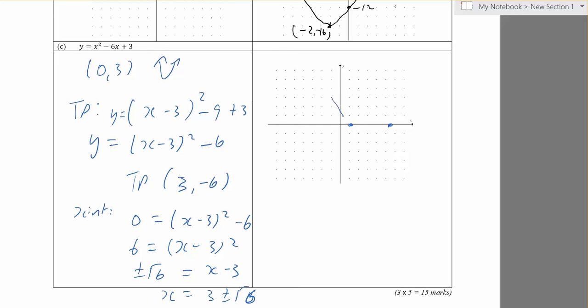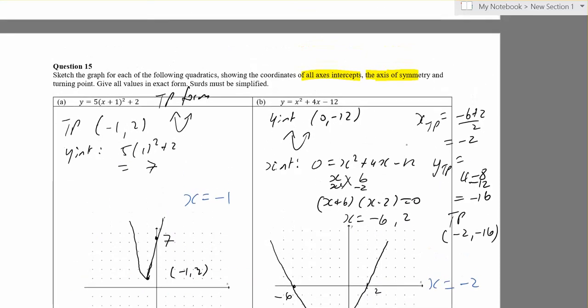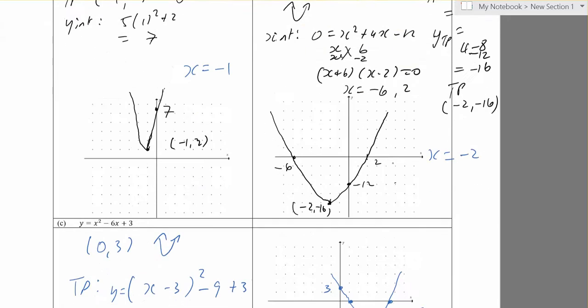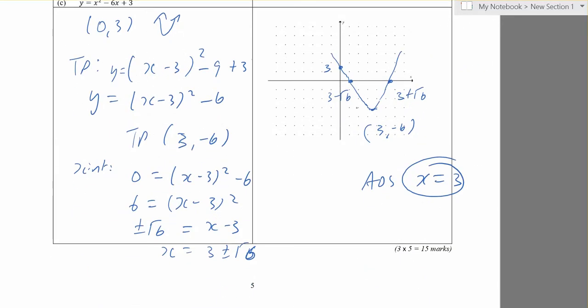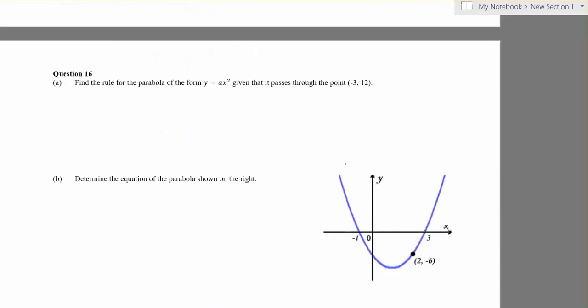So that's your y-intercept. Your TP is twice as deep compared to the y-intercept. So it's going to look something like this. You're going to label your y-intercept, which is at 3, 3 minus root 6, 3 plus root 6, and your TP is at 3, -6. Axis of symmetry would be x equals 3. Okay, so don't neglect all the features because you'll lose marks if you don't. Give your answers exact. That's what it means by exact. So that's your final graph.